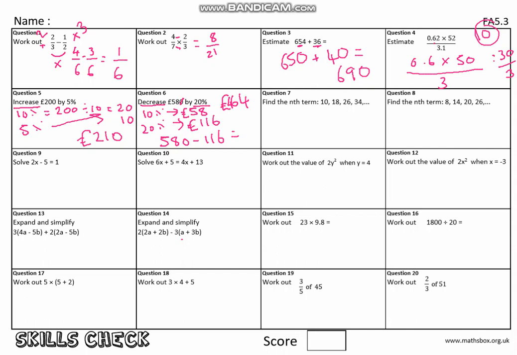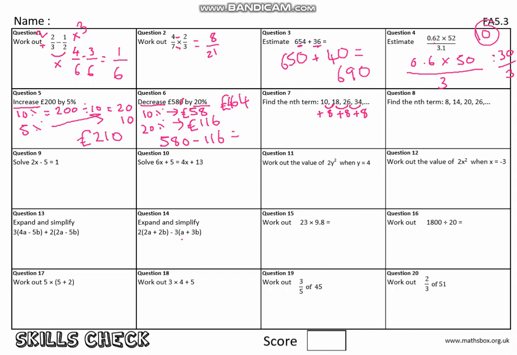Okay, on to finding the nth term. So, we did a few of these in the past couple of weeks. The first thing we have to do is figure out how we get from one number to the other. So between 10 and 18, what's the difference? Well, we've added 8. What about the next one? Well, we've added 8 again. And for the last one, we've added 8.